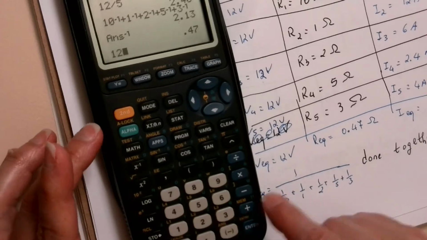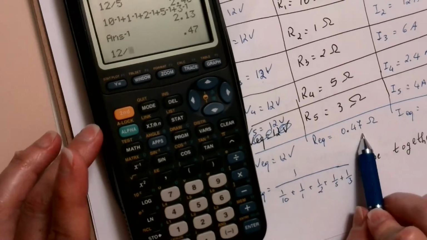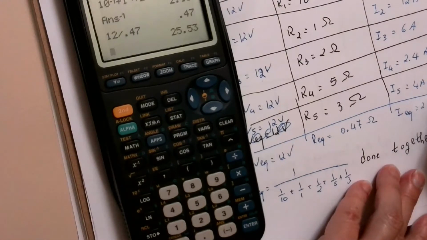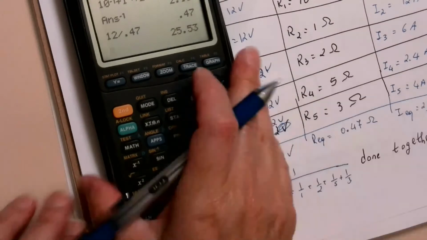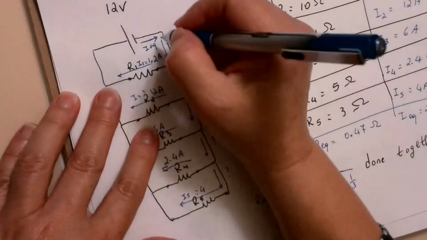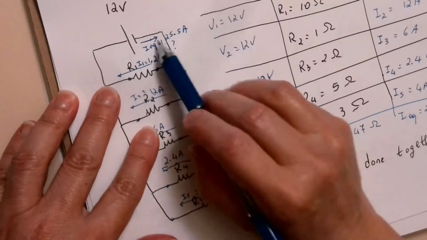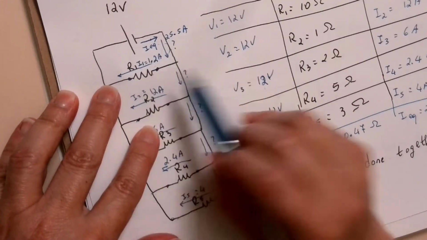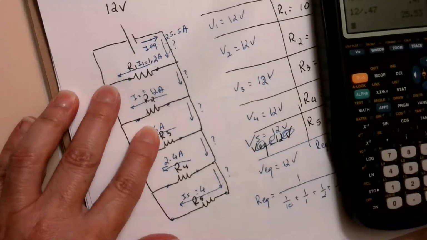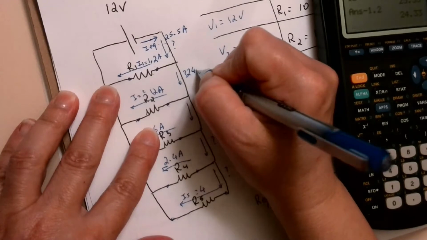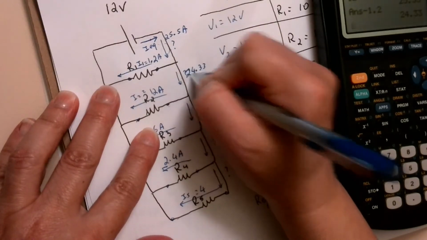Then I do 12 divided by 0.47, and I have 25.5 amps. So 25.5 is the current here, the amps coming out from the battery. I'm losing 1.2, so this one minus 1.2 is going to be 24.33. So now I know this value.